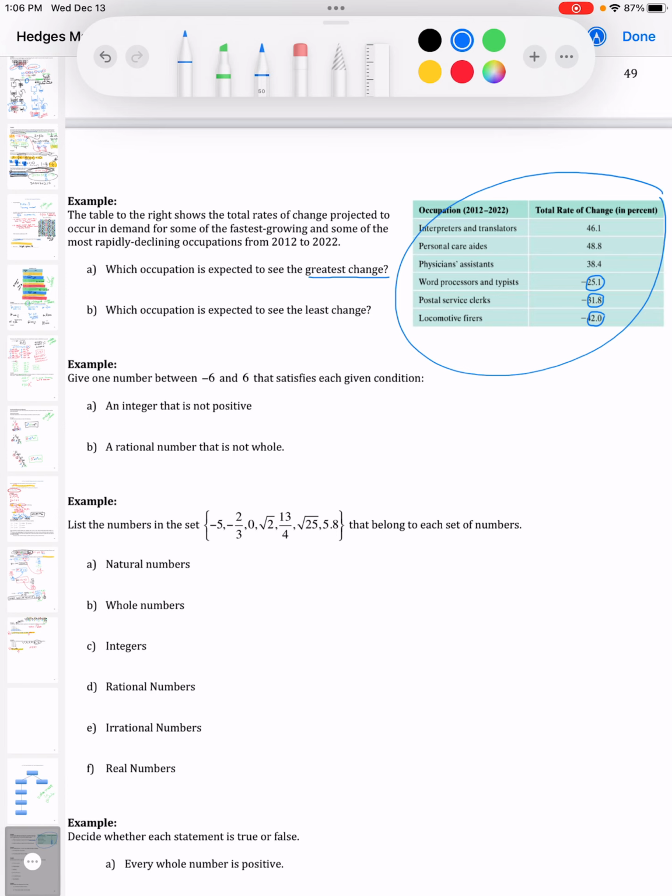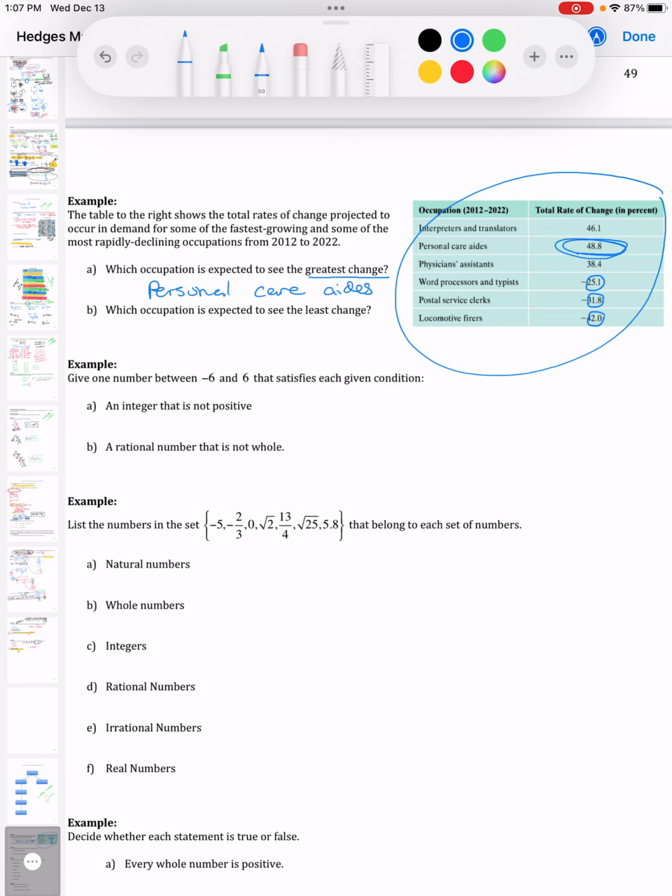So the greatest change would be right here with the personal care aides, the 48.8. So that would be the occupation with the greatest change. And it is positive, so that is a growth. But the positive and negative don't really affect our answers. They just tell us if that change is a growth or a decrease.